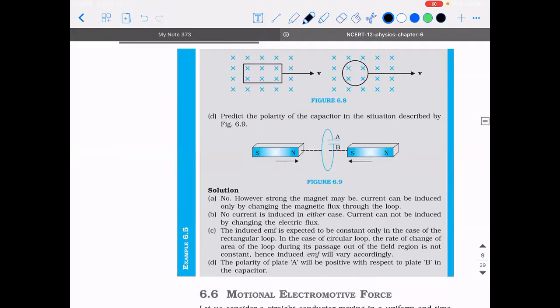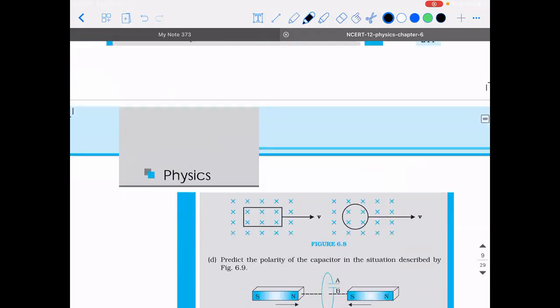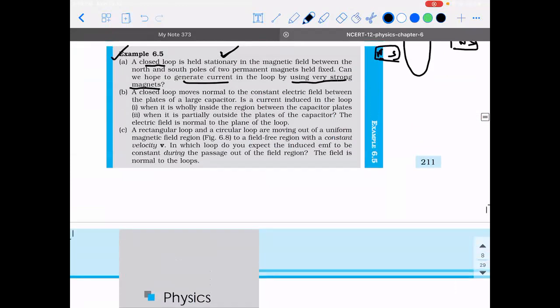However strong the magnet may be, current can be induced only by changing the magnetic flux through the loop. Or in other words, you can write that only if there is a relative motion between the magnet and the loop. That is also accepted.